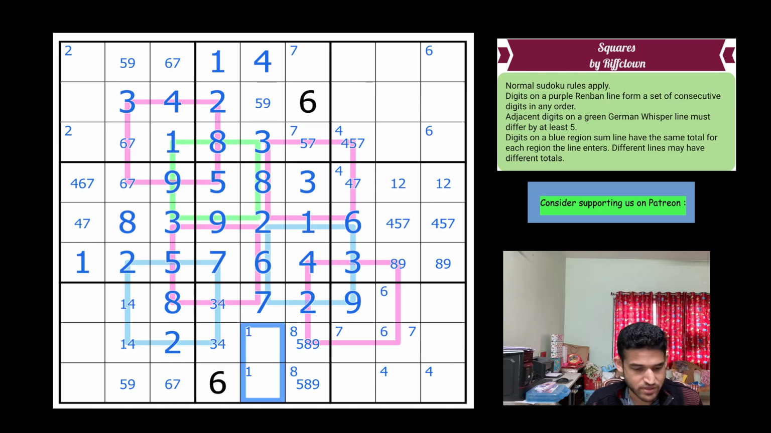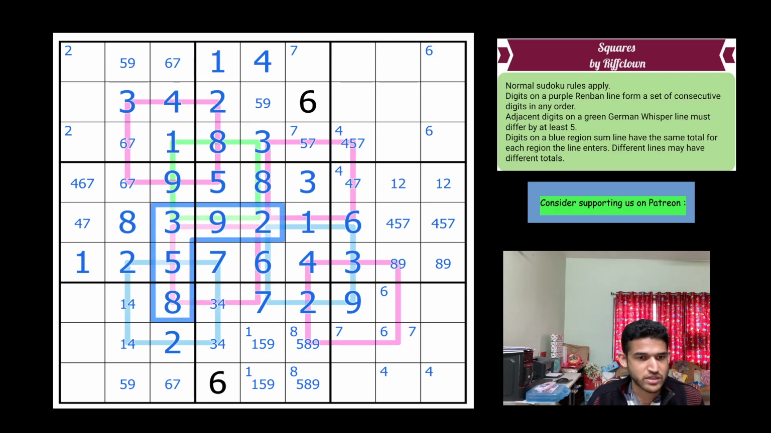This is 1, 5, 9. This is a 3, 4. Anything left here? This is a Renban line, right? Oh yes, I missed that. Look at this Renban line. You have a 3 here, so this can't be a 3. That's a 4, that's a 3, that's a 4, that's a 1.